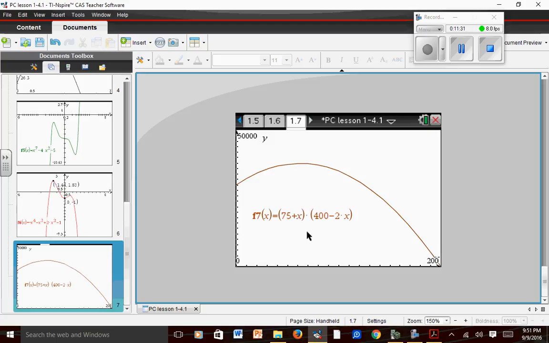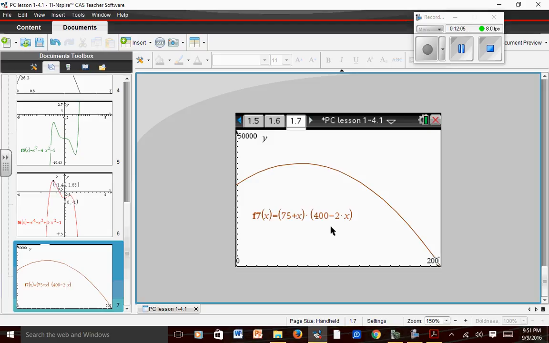The first one here is 75 plus x. They've determined that right off the bat, they're going to have 75 trees, and then x indicates every tree that they're going to add. Obviously, the 75 plus x is going to contribute to a higher amount of fruit. Every tree they plant, they're going to get more fruit. But the second piece says that for every tree that they plant, it's 400 minus 2 times that number, and it's going to be multiplied by that first number.